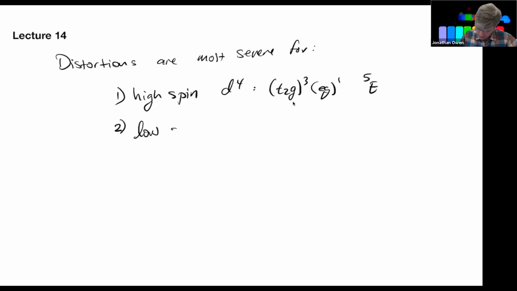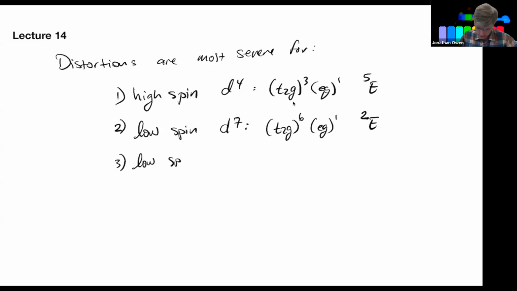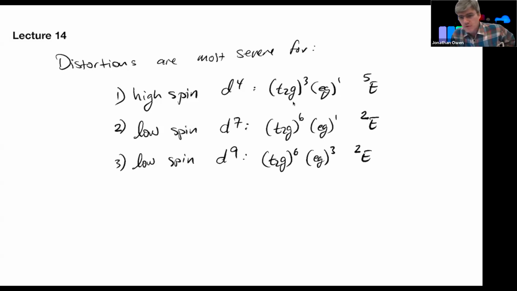Low spin d7. That's another one: t2g6 eg1. So this is a doublet E. There's only one unpaired spin. Then there's low spin d9. So here we have one unpaired spin and a single hole that we can move around in eg.